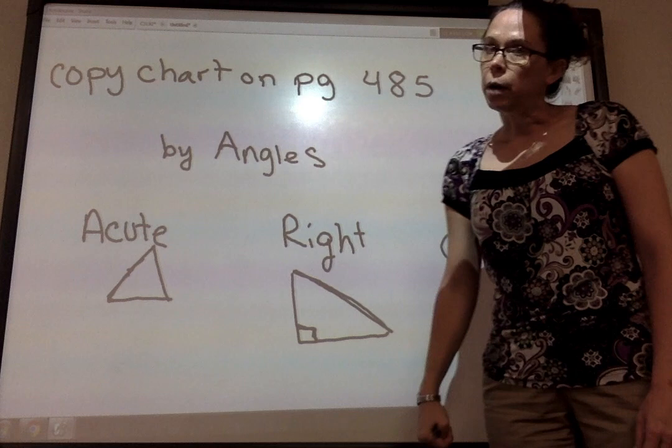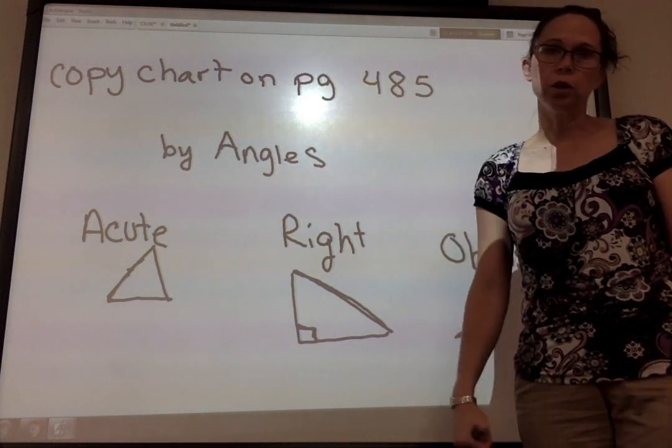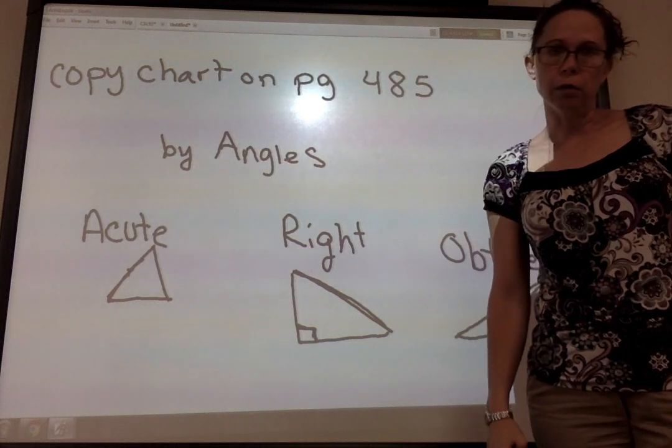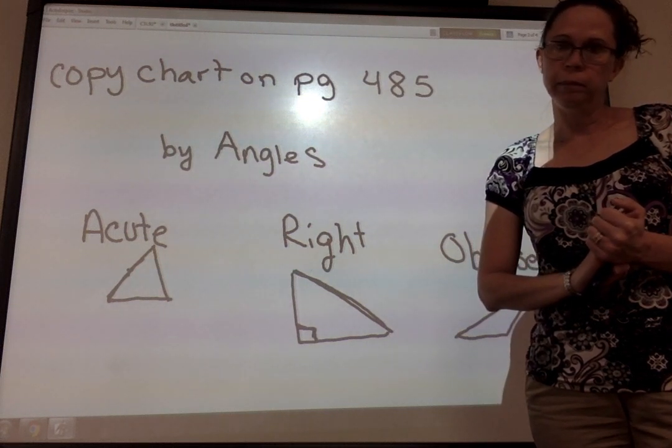Okay. Go ahead and copy the chart that's in your book on page 485. The chart is titled Triangles Classified by Their Angles. Go ahead and pause the video. Get that chart in your notes. Okay?